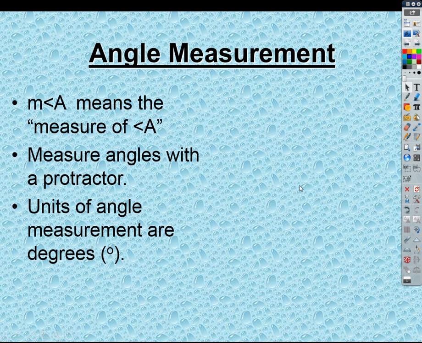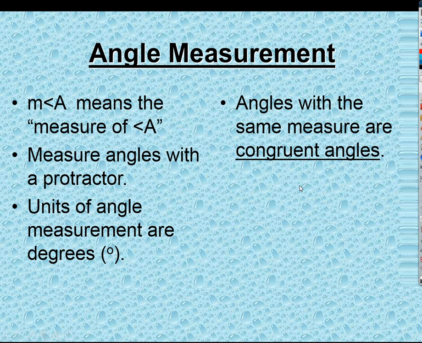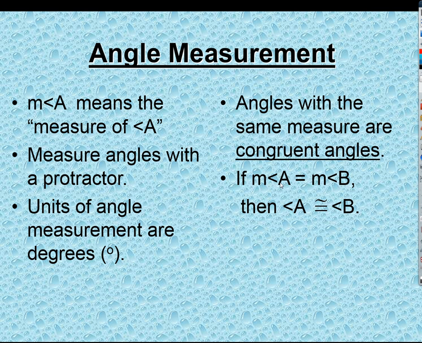Okay, so real quick, back to it here. Angles with the same measures are congruent. All angles look the same, but if they have the same measures, it also makes them the same size. So they're congruent. Okay? So if the measure of angle A equals the measure of angle B, then angle A is congruent to angle B.